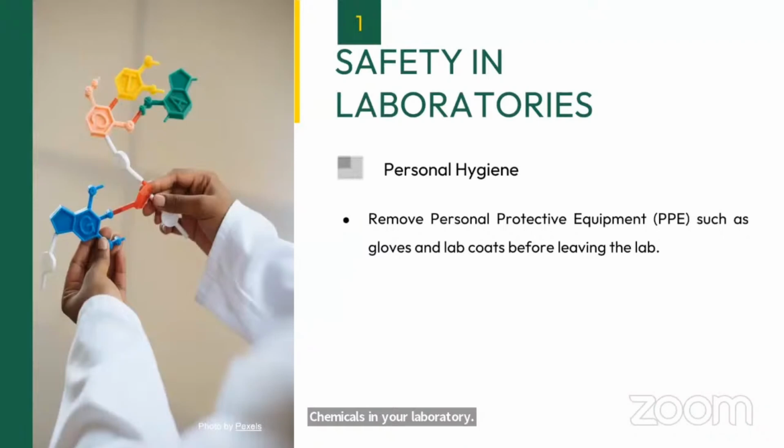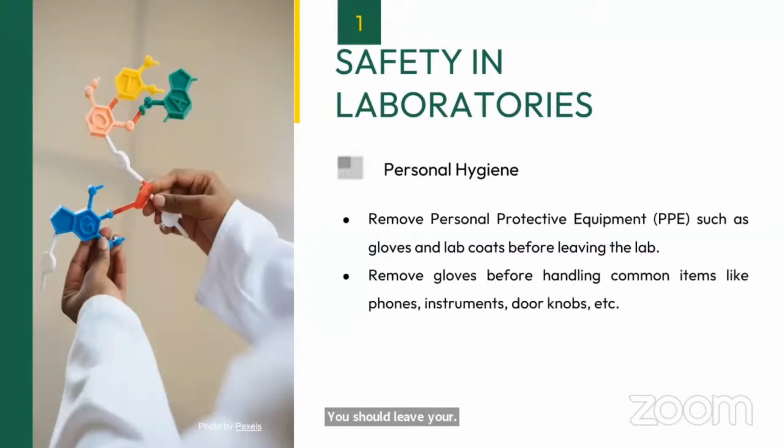Remove personal protective equipment such as gloves and lab coats before leaving the lab. Do not roam throughout the laboratory or the premises of your organization wearing your gloves and lab coat. You should leave your lab coats and gloves before leaving the laboratory. Remove gloves before handling common items like phones, instruments, and doorknobs. Again, a very useful and simple practice, because many people are touching them. So you should not use them, or open the door, wearing gloves.